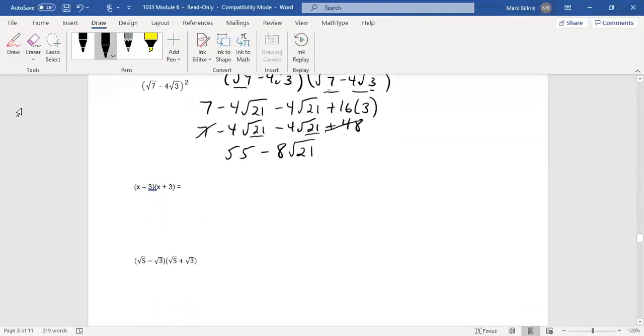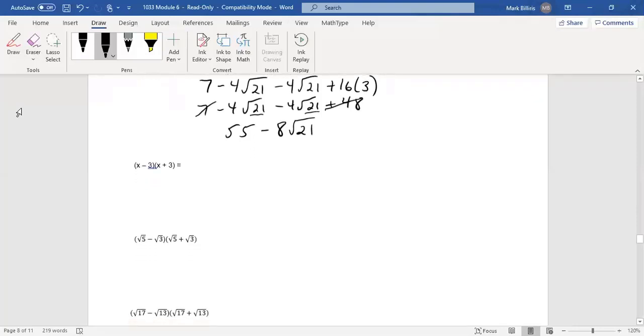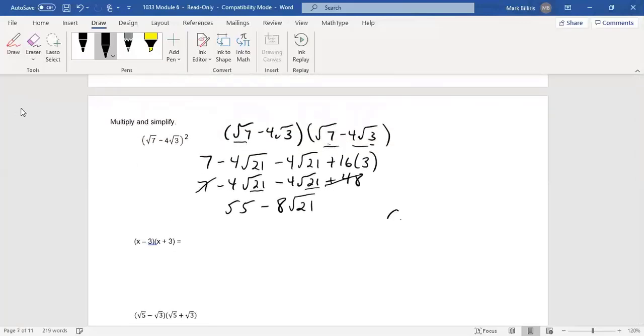Okay, the next thing I want to do is show you a pattern, again, to make life easier on you later on. We're going to talk about the concept of a conjugate. We're going to use this to rationalize radical expressions in a second. But let's look at a pattern. So what is a conjugate?